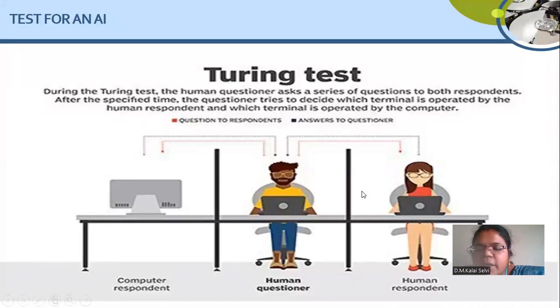He gets the answers only from the two sides, and based upon the answers, he has to decide which is the computer and which is the human. In this test, only Eugene and ChatGPT have passed. That is, the computer system answers in the same manner that a human would. This is called the Turing test, and the Turing test is the basic test for an expert system to pass in the artificial intelligence domain. Thank you.